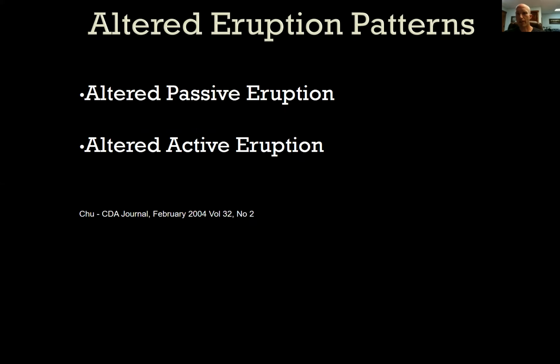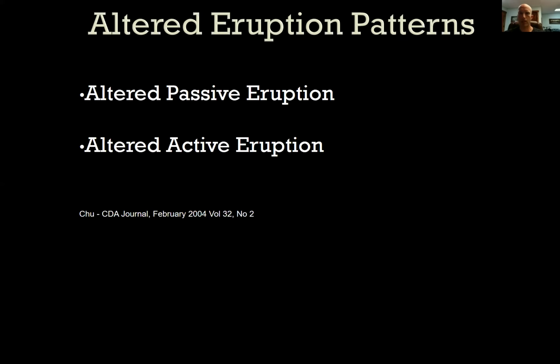Now there are alterations to these processes. We have altered passive eruption and we have altered active eruption. In altered passive eruption, when the tooth erupts into the mouth through the bone, the soft tissue does not retract back to the cemento-enamel junction. We often use the term short clinical crowns. When we have short clinical crowns, we have either altered passive or altered active eruption.